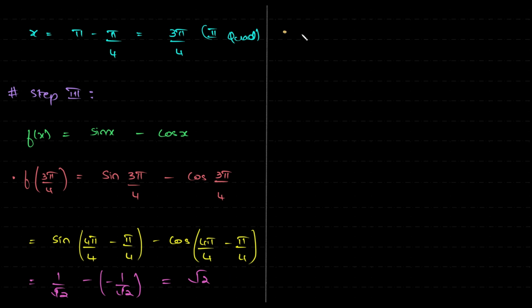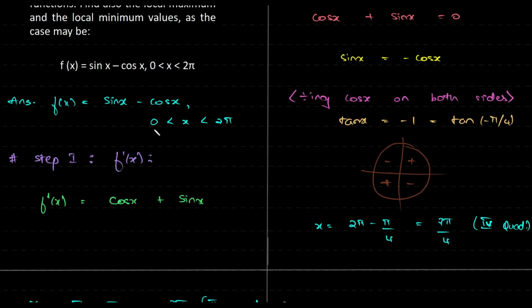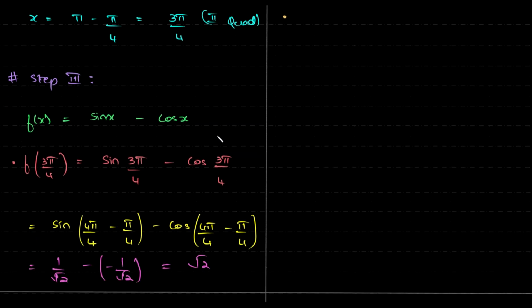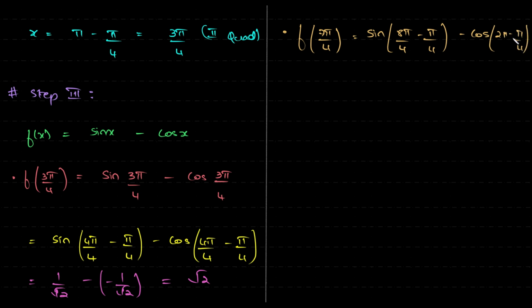Oh yeah, by the way, I forgot to mention, I skipped one step, that is, I didn't consider the extreme values, because it is an open interval and need not be considered. And then we have f of 7 pi by 4. So this can be written as sine of 8 pi by 4 minus pi by 4, minus cos of 2 pi minus pi by 4. Basically we are rewriting what we calculated.